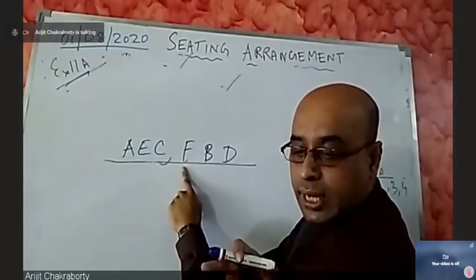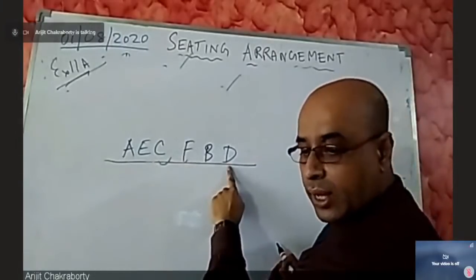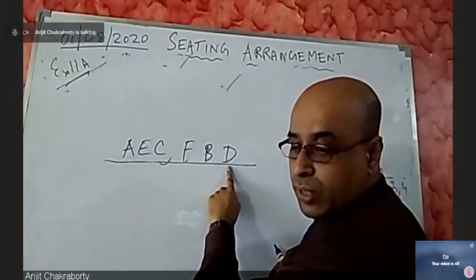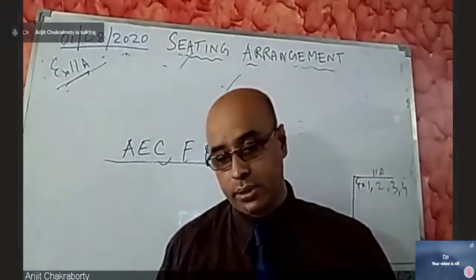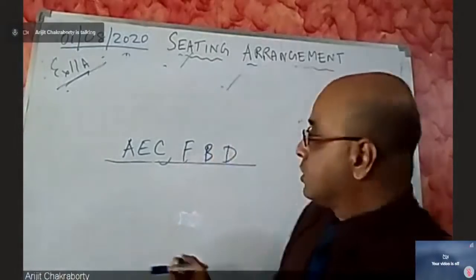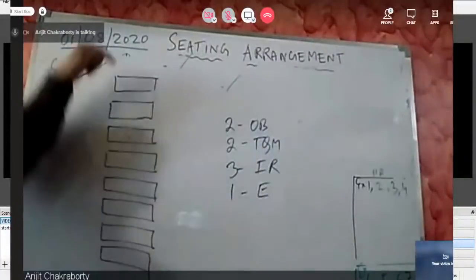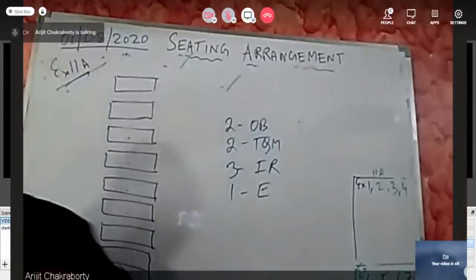C does not stand next to D. C is not standing next to D. Fine. F is between which of the following pairs of children? So the question is, F is standing between which pair? So the order is A, E, C, F, B from the top. So we start counting from the top.